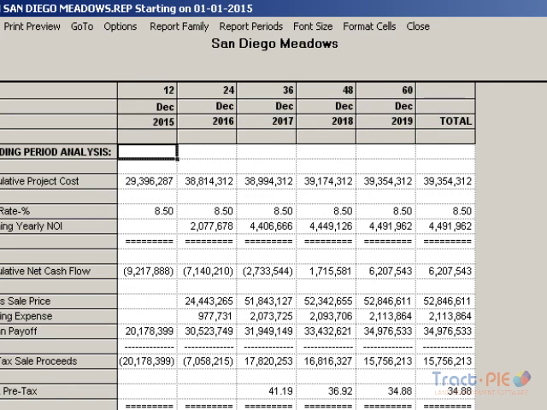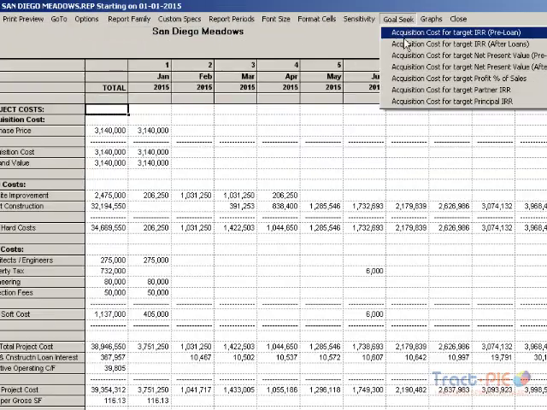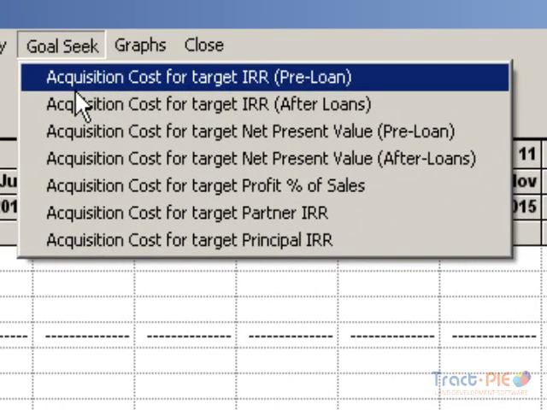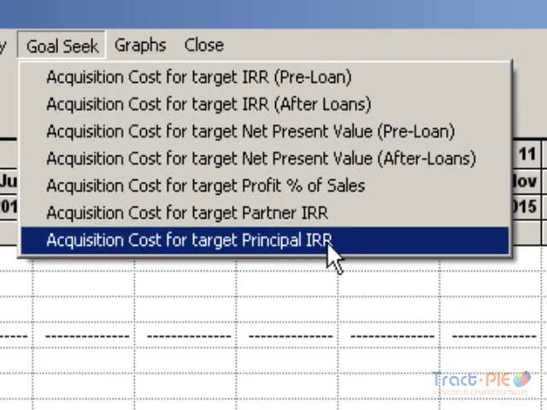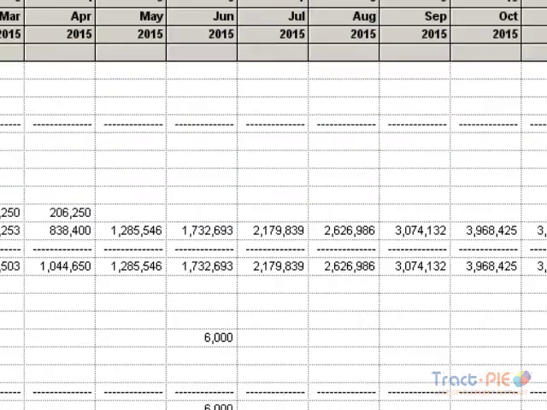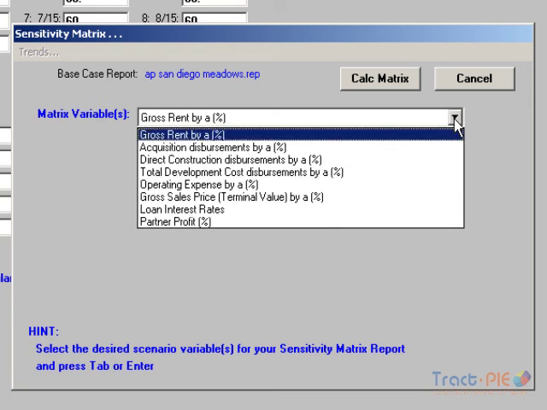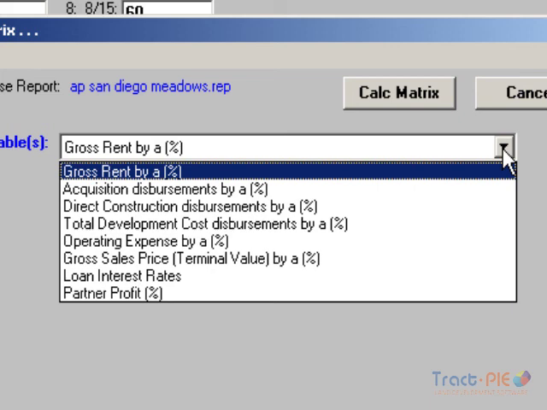Other powerful features available to you are the goal-seeking capability, to back into the value of the land based upon various targets such as a project internal rate of return or even a partner internal rate of return. You can even generate a sensitivity or what-if analysis by changing major variables over 12 different scenarios and then display a side-by-side comparison of the different scenarios showing major metrics such as internal rate of returns overall as well as to the individual partners. With Income-PIE, you have a system ideally suited for analyzing all types of income-producing property.